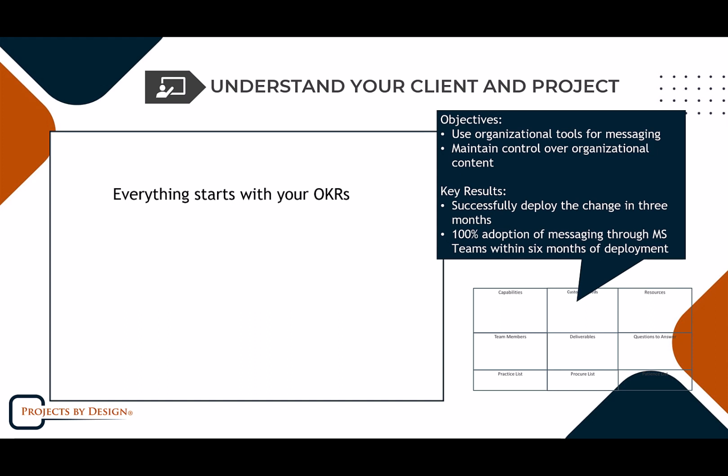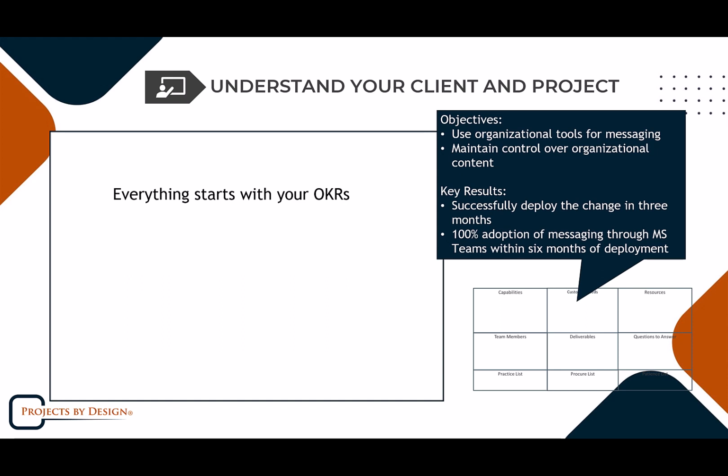I've given you an example here of a couple of objectives that you might come up with for the scenario I just provided. We want to use organizational tools for messaging, and we want to maintain control over our organizational content. As security would like to say, there's a lot of stuff that goes on in chatting between people on phones that we don't have control over. Maybe customer interactions, things that we need to know, and so on and so forth. So that's really one of the primary objectives.